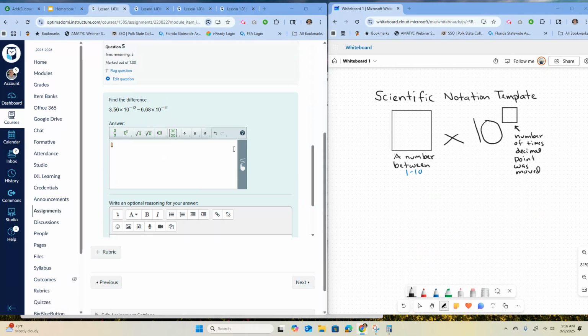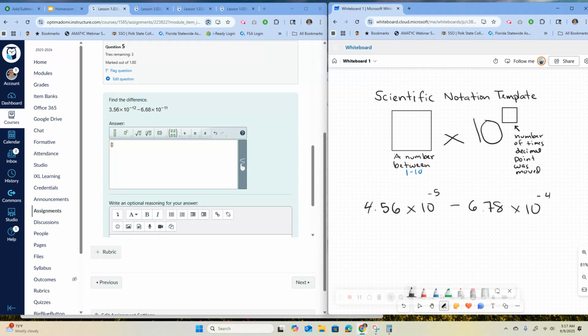Problem number 5, we are subtracting two numbers in scientific notation, but you're going to see now that we have different exponents. So let me make a problem out here, okay? So let's say you have 4.56 times 10 to the negative 5th power, and we want to subtract 6.78 times 10 to the negative 4 power.